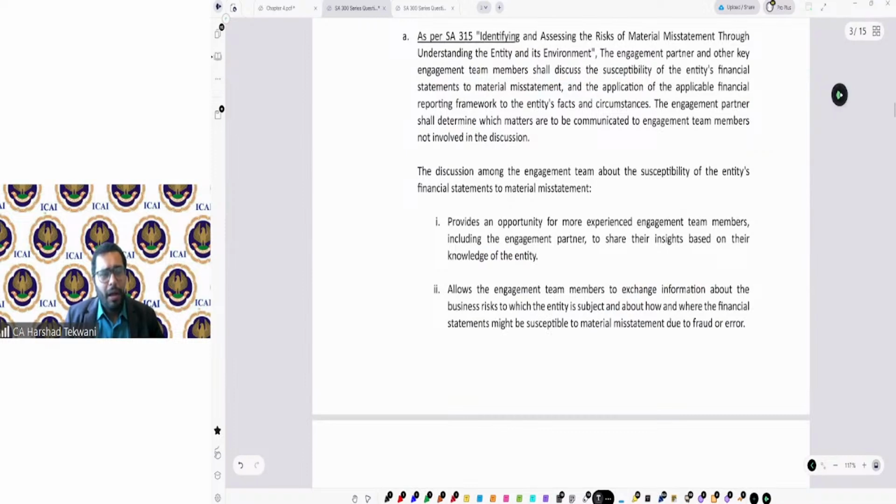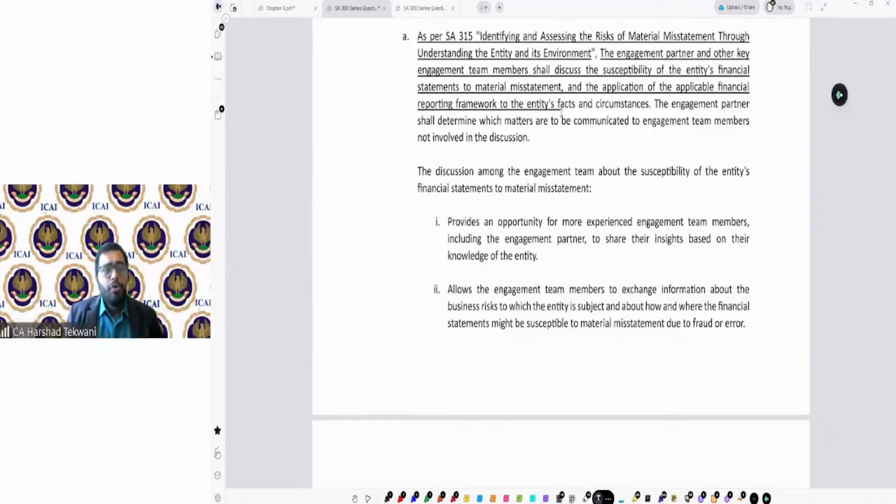SA 315, identifying and assessing the risks of material misstatement through understanding the entity and its environment. The engagement partner and other key engagement team members shall discuss the susceptibility of the entity's financial statements to material misstatement and the application of the applicable financial reporting framework to the entity's facts and circumstances. The engagement partner shall determine which matters are required to be communicated to the engagement team members not involved in the discussion. Meaning if they are not involved in the discussion, then what information to pass on?